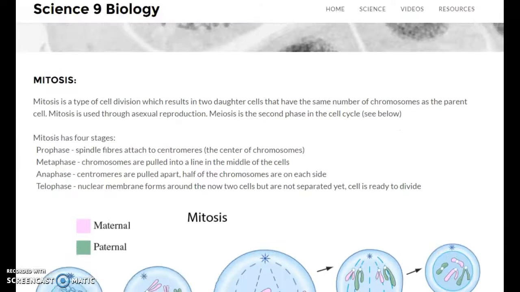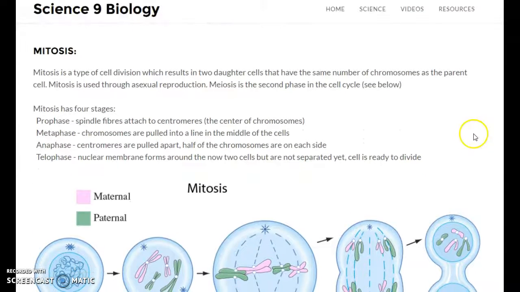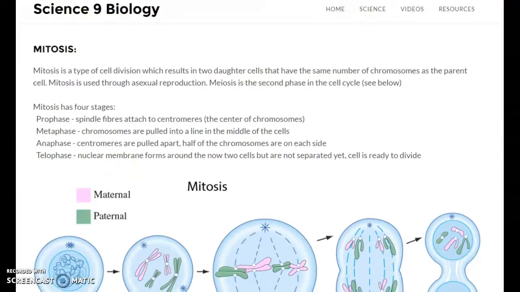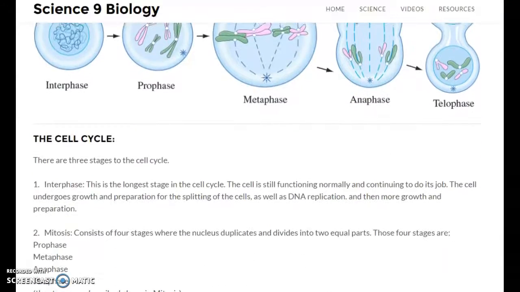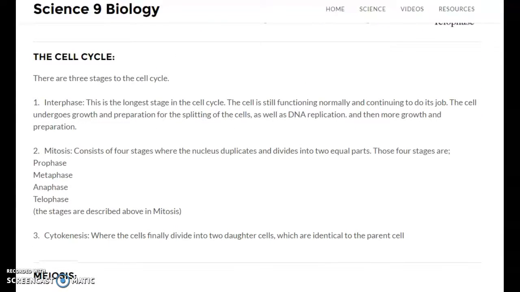So first up is mitosis. Here we talk about what mitosis is and its 4 stages, also known as PMAT. We have a diagram here of those stages happening. Next is the cell cycle, which is made up of 3 stages: interphase, mitosis, and cytokinesis.